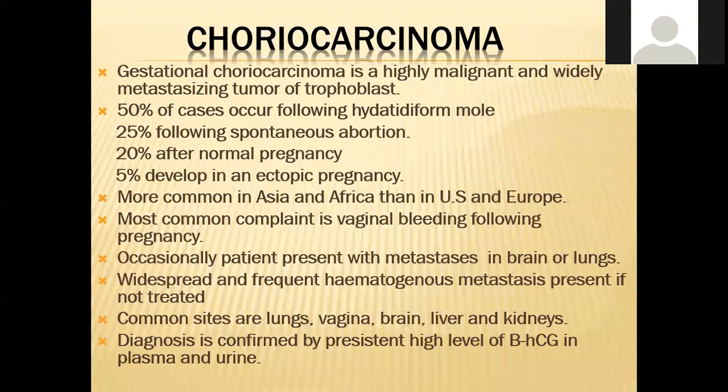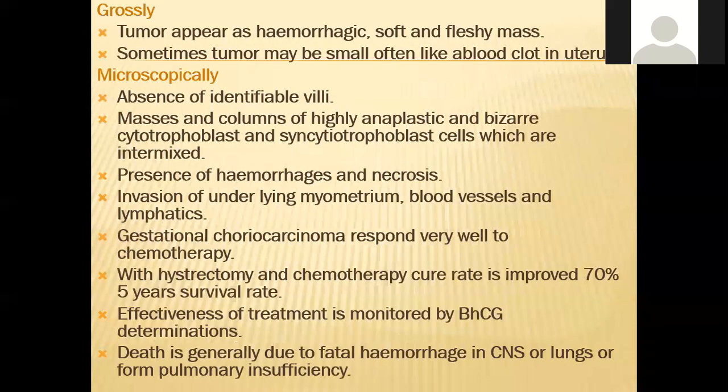Secondaries are detected earlier as compared to the primary tumor. The chances of detecting this choriocarcinoma is more when we detect the secondary, and primary is not detected. Grossly, tumor appears as hemorrhagic, soft, fleshy mass, necrotic. Sometimes tumor may be small, often like a blood clot in the uterus.